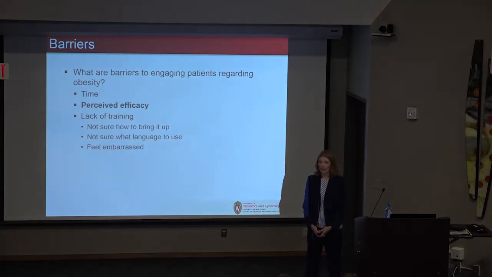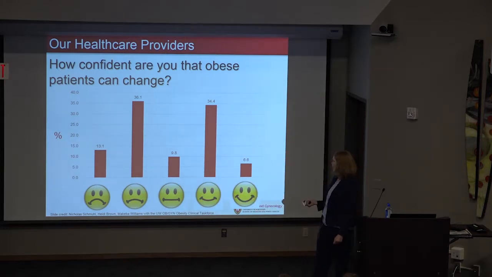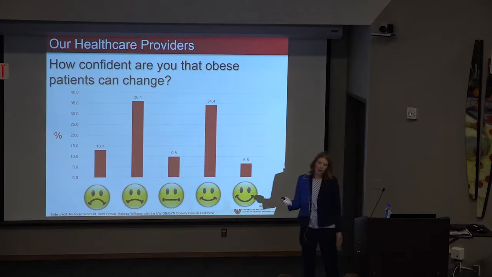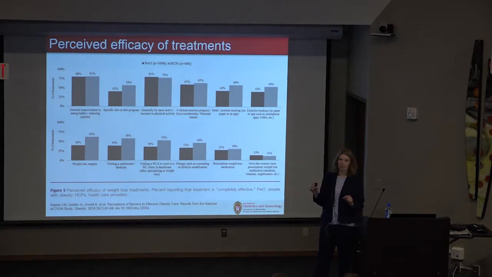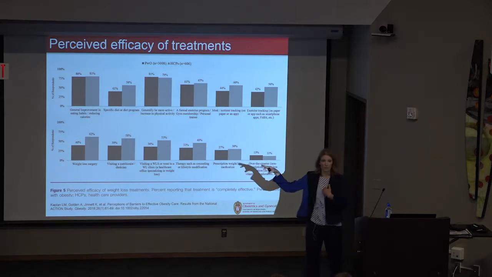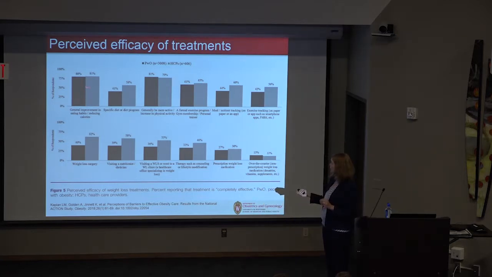Other barriers are lack of perceived efficacy. There seems to be a bimodal distribution here, showing that a lot of us are not completely confident that patients can change, and those of us who do think it, think it, but not super strongly. That differs a little bit from what's seen in the literature. This graph is from a paper on physicians versus patients with obesity's perceptions about ability to change. Here physicians are shown in the gray, and generally we're actually a little more optimistic than patients themselves.